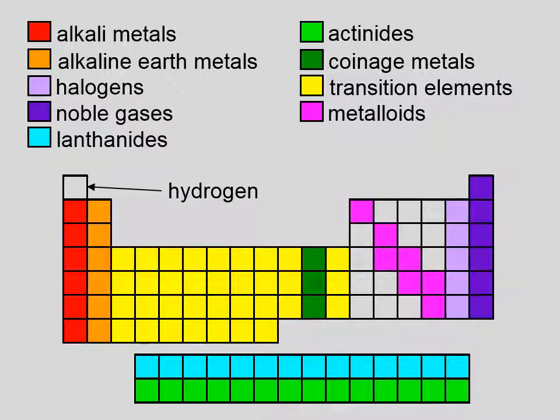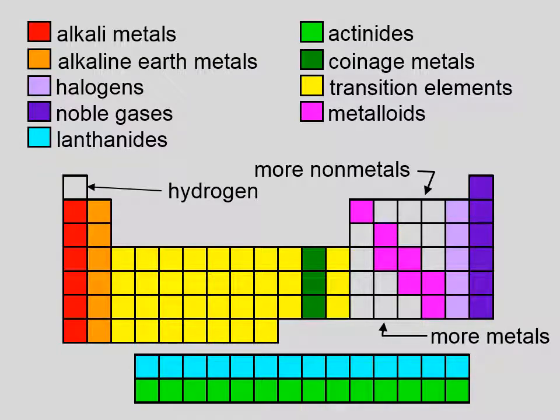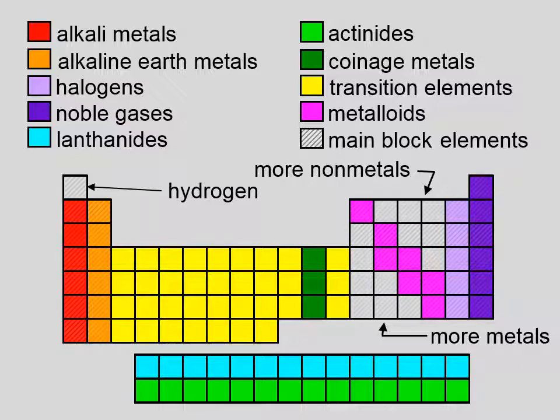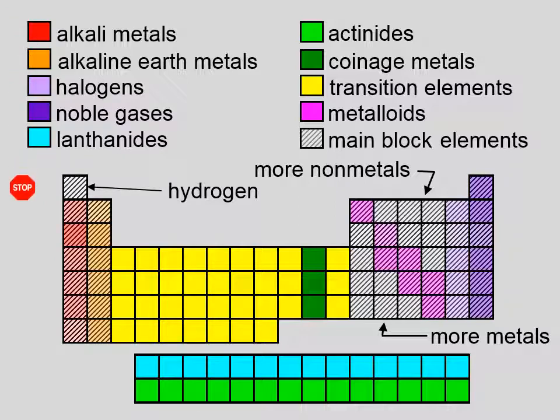Of course, the metalloids we met in an earlier lesson, the little stair step between the non-metals on the right and the metals to the left. Up here, then, we have a few more non-metals, and down here we have a few more metals. And finally, the main block elements, said on the previous slide, are the s and p blocks. So I've used hatching to indicate where the main block or representative elements are. The s block here and the p block there. Together, those are called the main block or representative elements.